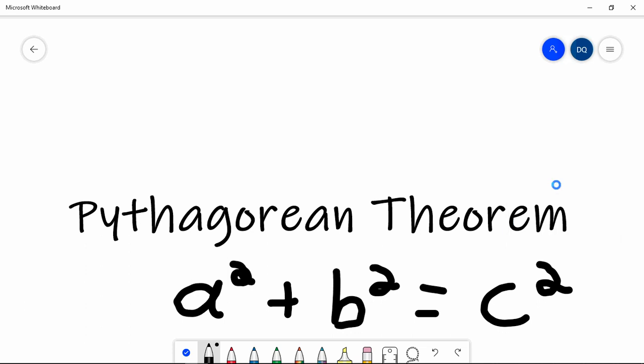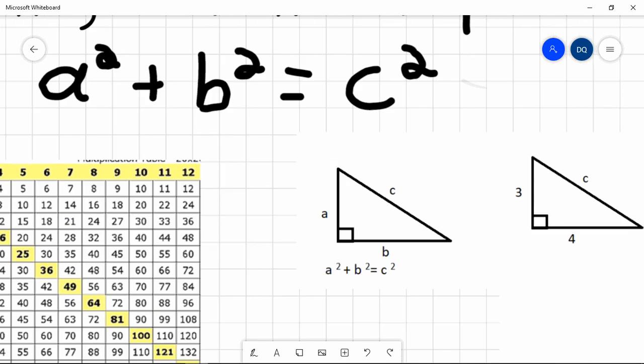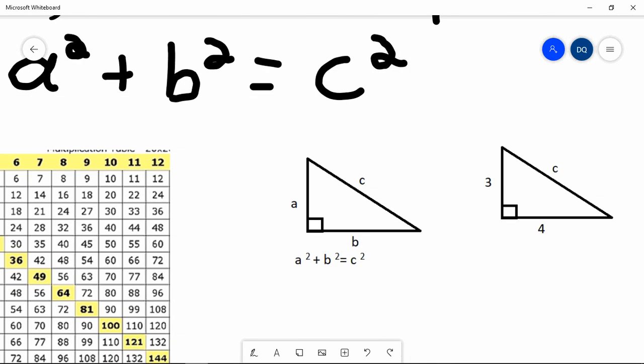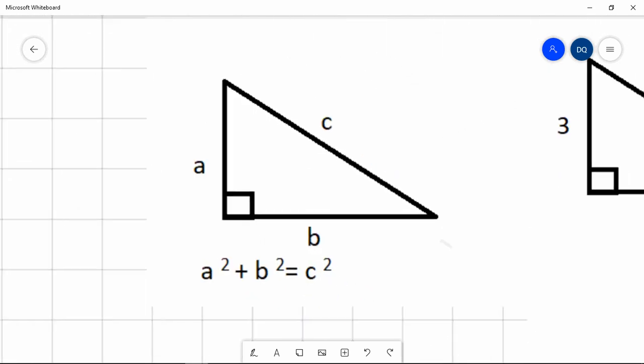Let me show you now how to find the exact value of that third side length on a right angle triangle. The way we do this is called the Pythagorean theorem. The Pythagorean theorem tells us that a squared plus b squared is equal to c squared, where a, b, and c are the three side lengths on a right angle triangle.